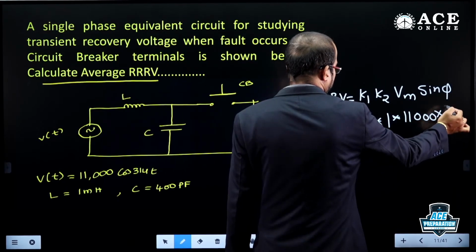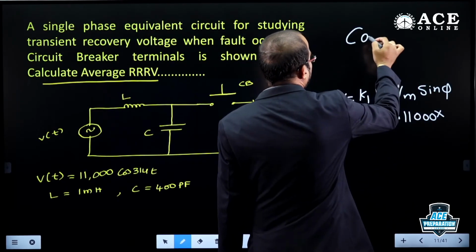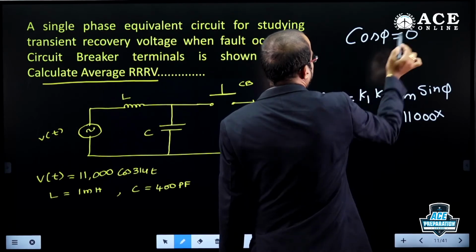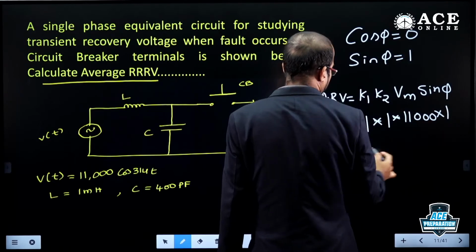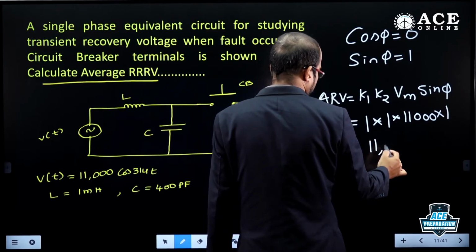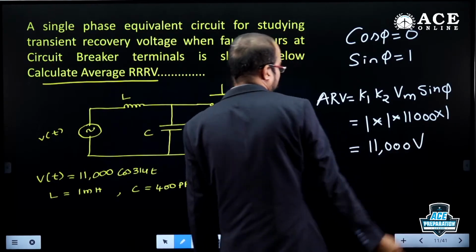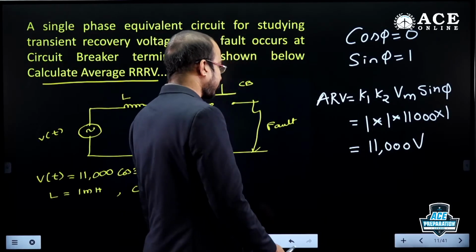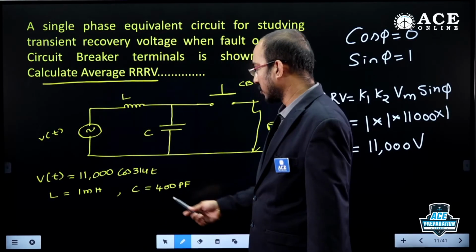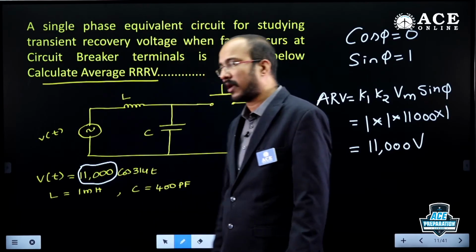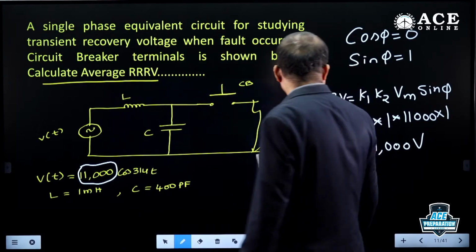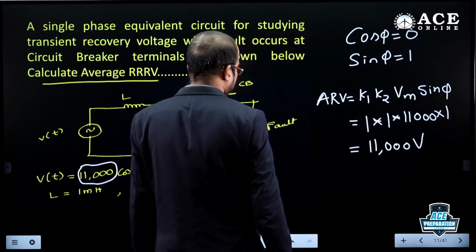Cos phi is not given, so by default the fault power factor cos phi is 0 and sin phi is 1. So what is the active recovery voltage? 11,000 volts. Don't multiply with root 2, because here it is directly the maximum value. Now we got the active recovery voltage as 11,000 volts.